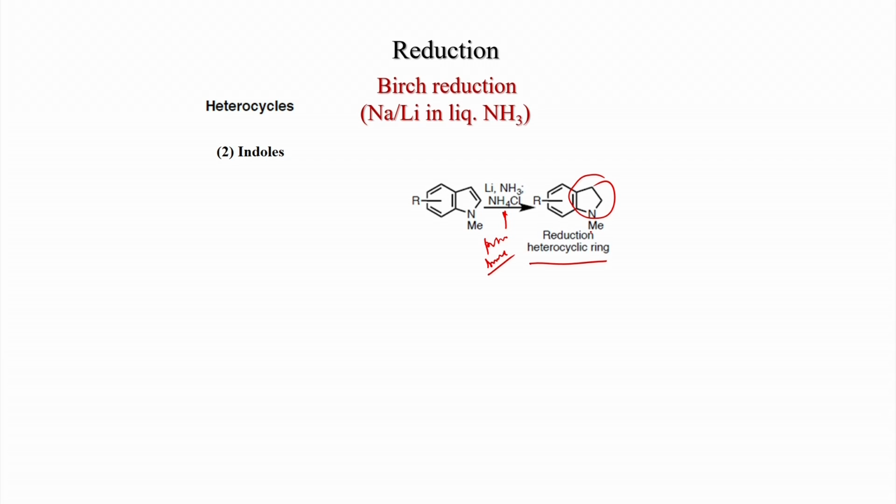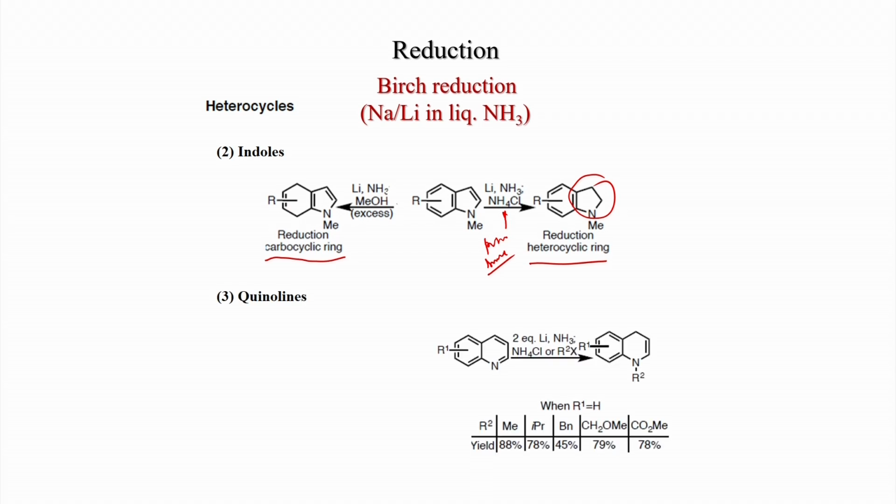So, this is the reduction of the heterocyclic ring, and when you treat with lithium, liquid ammonia, with excess methanol, methanol is a proton source now, and reduction of the carbocyclic ring is observed, and an isolated double bond is there. So, the N-methyl pyrrole motif is there, and a cyclohexene motif is present. Quinolines also can be treated with these conditions. Suppose two equivalents of lithium, liquid ammonia, ammonium chloride and R2X, here N-alkylation is possible and the heterocyclic motif is reduced and only one double bond is present.